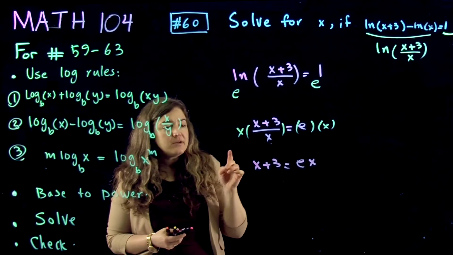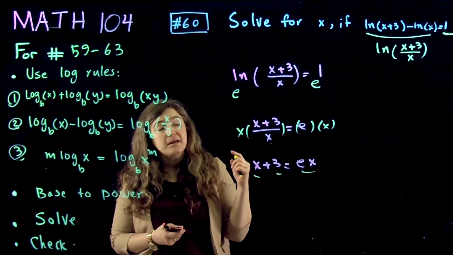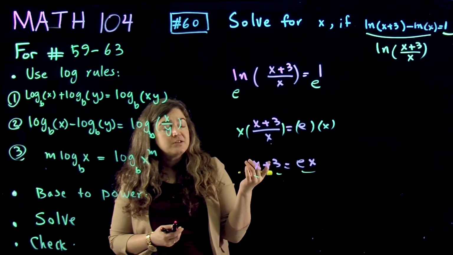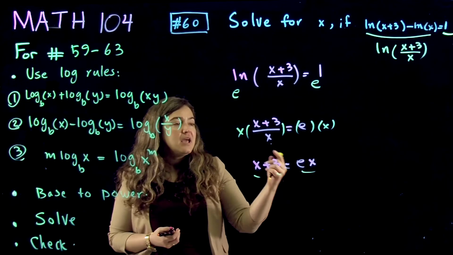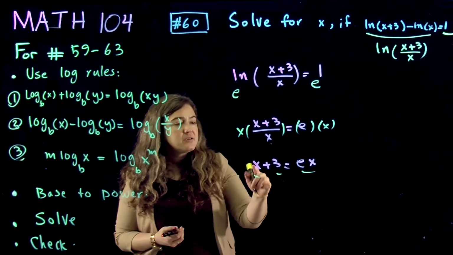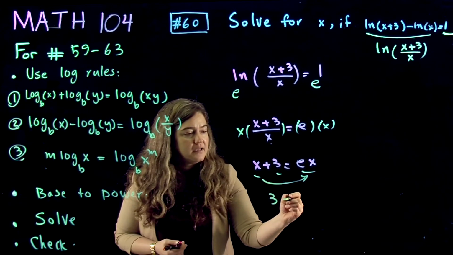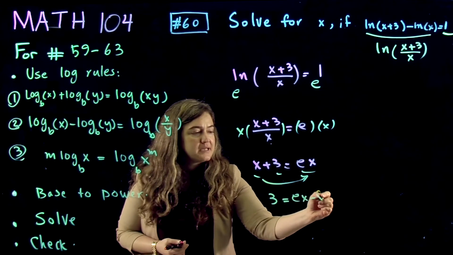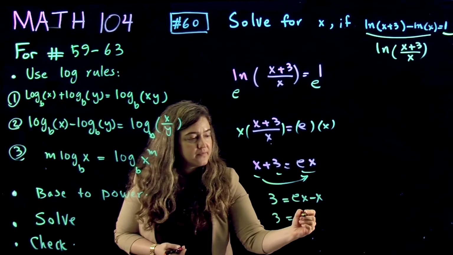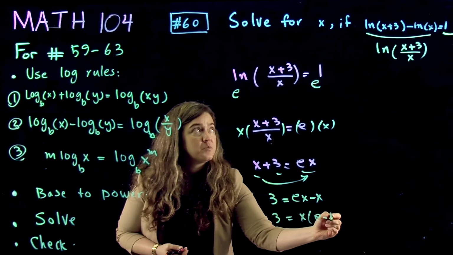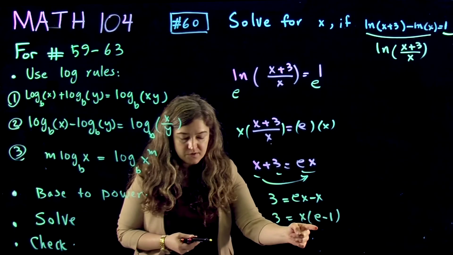Now, how many terms do I have? This term, this term, this term. And to solve this, I want to isolate x and then solve for x. How do I isolate x? I subtract x from both sides to get 3 is equal to ex minus x. Factor x out to combine the like terms: x times e minus 1. Now the last step is to divide to solve for x.